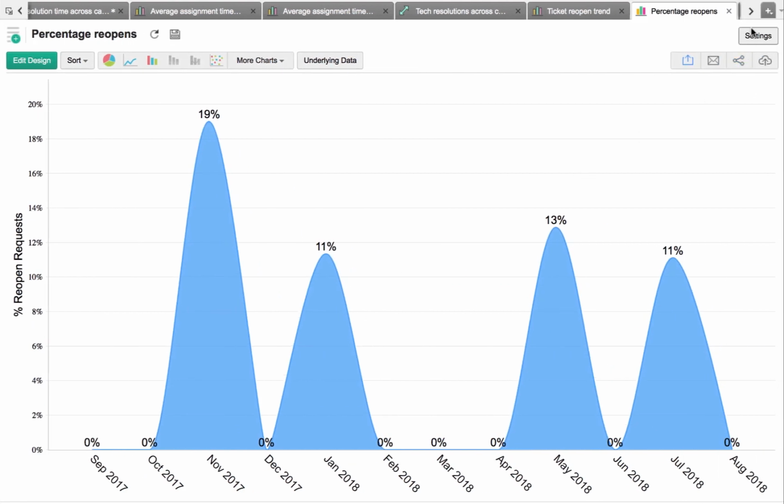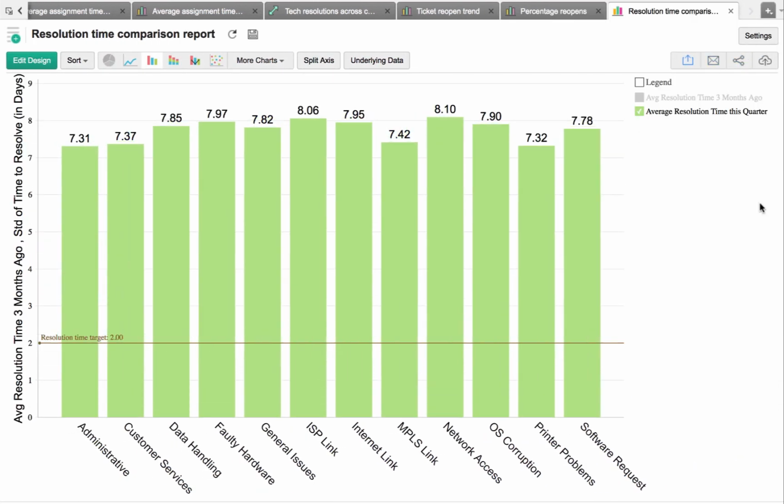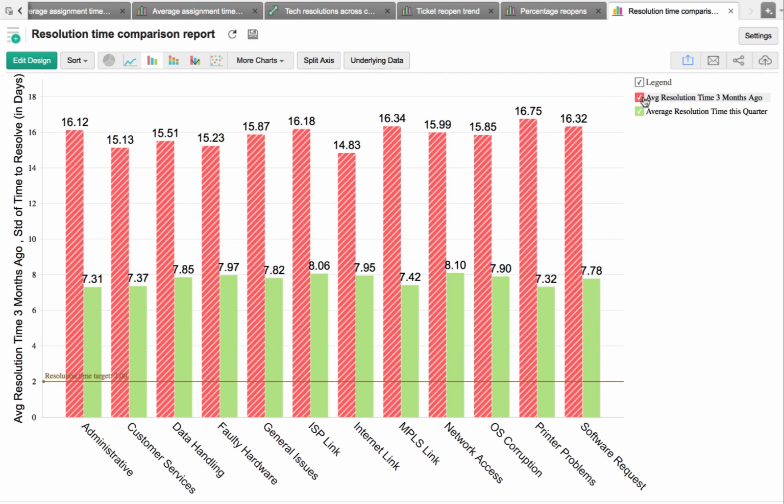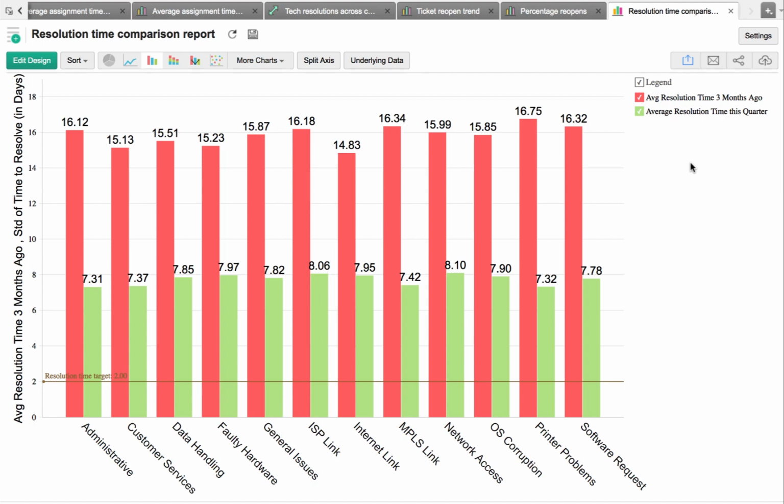Now, this is a copy of the initial report that we started out with, and it shows the average resolution time of requests in different categories. Now, I have a slight variation of this initial report. I'm going to introduce the resolution time from 3 months ago, and I'm going to do that by clicking this section of the legend. Now, each category will have two bars, the red bar representing the resolution time from the past, and the green bar representing the current resolution time.